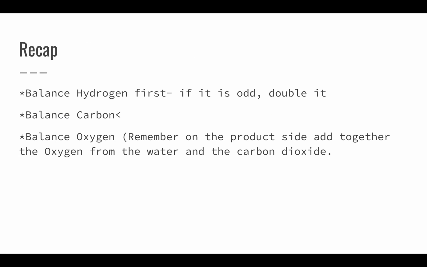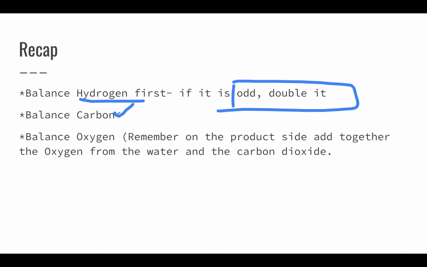Just to recap this, always start with hydrogen. And if it is odd, double it. As long as you remember that, everything else will work out. Balance the carbon, balance the oxygen. Remember to add it from the water and the carbon dioxide. This works when we need whole number coefficients. As you move on, you can start seeing fractions, and then we don't need to worry about this step. We can use a fraction instead. But here's our intro to it.